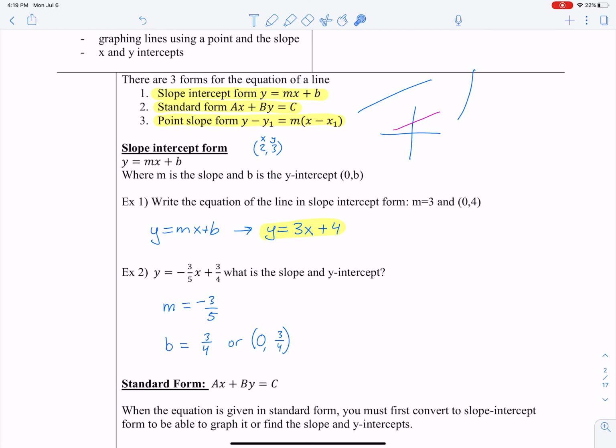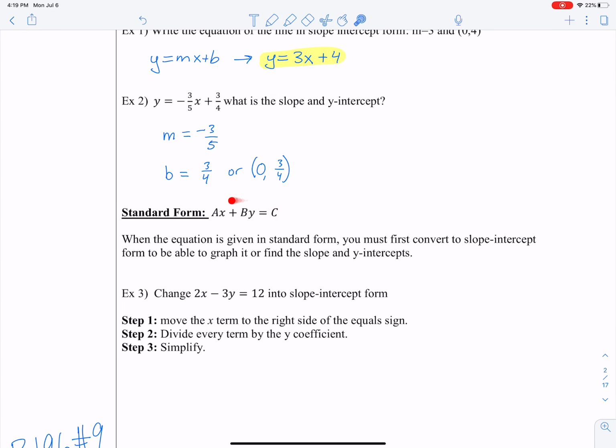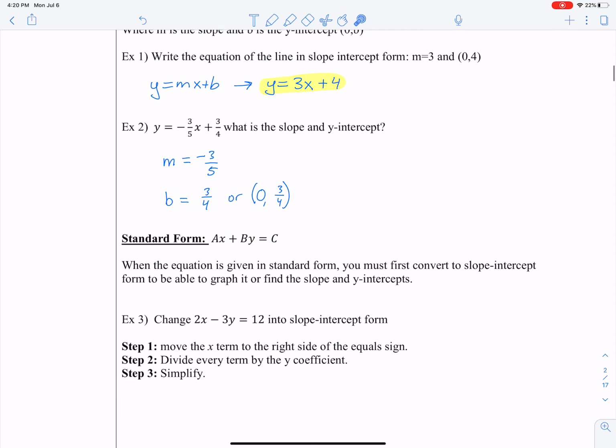So the next form that we're going to look at is standard form. So that's this, standard form. Here we still have x and y the same way we had it in this form. But now we have an a, b, and a c.